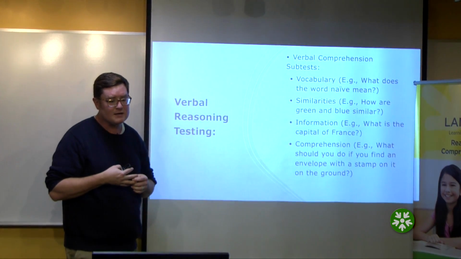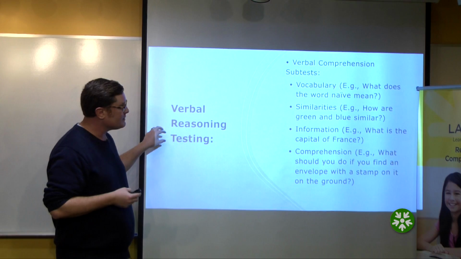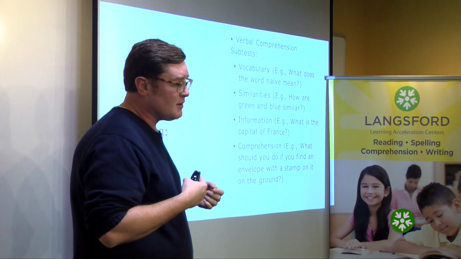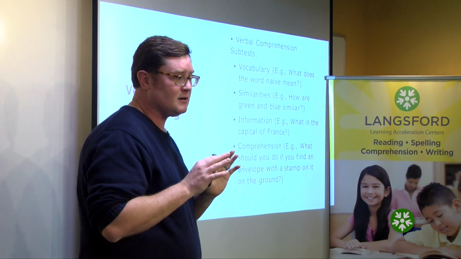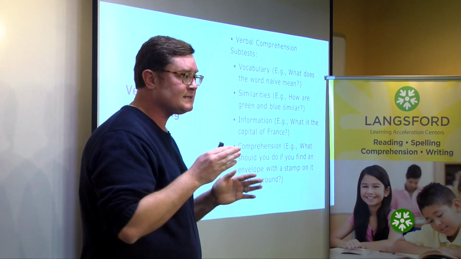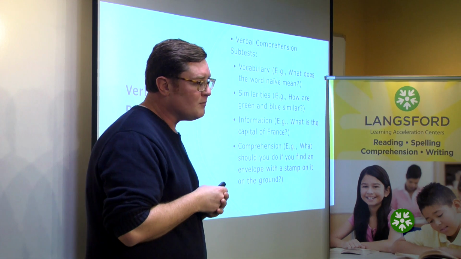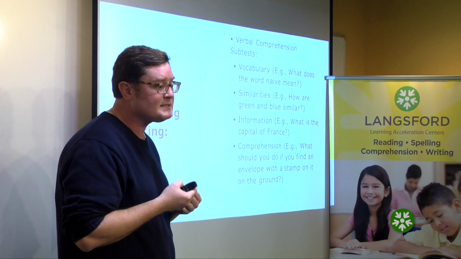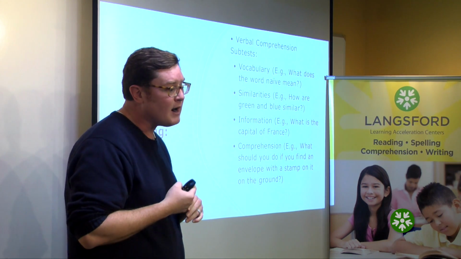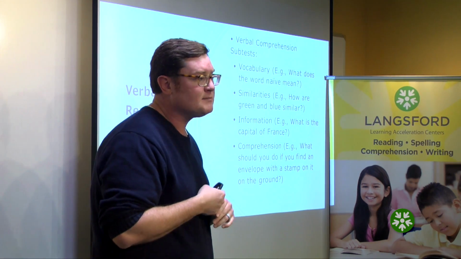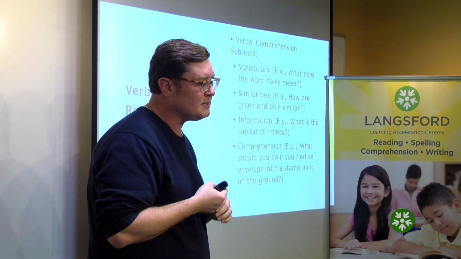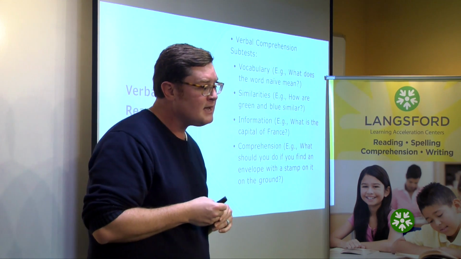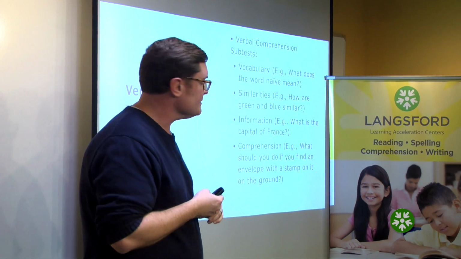So the first area is verbal reasoning. I'm going to talk more about the WISC, which we talked about is for kids from 6 to 16. The verbal comprehension measures a child's ability to access and apply acquired word knowledge. Specifically, the score reflects one's ability to verbalize meaningful concepts, think about verbal information, and express oneself using words.